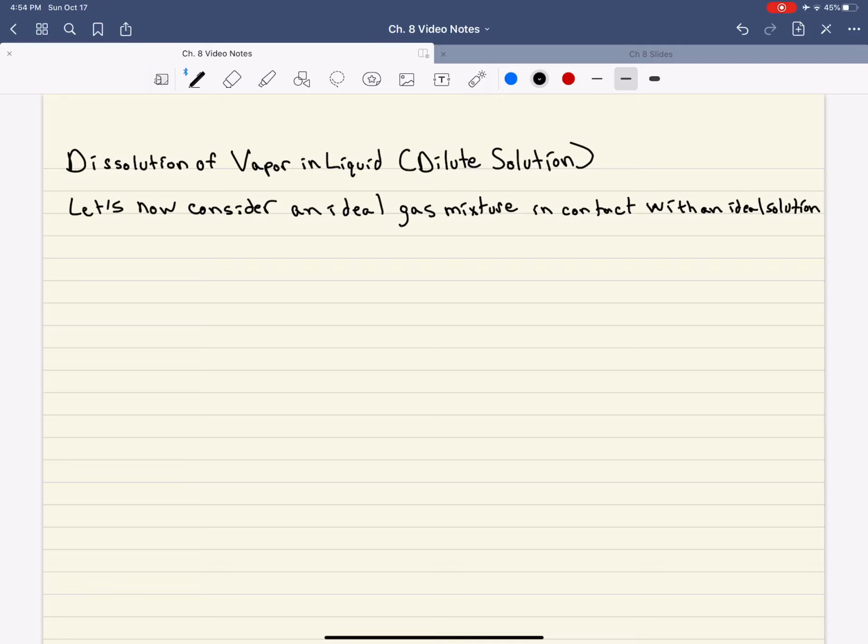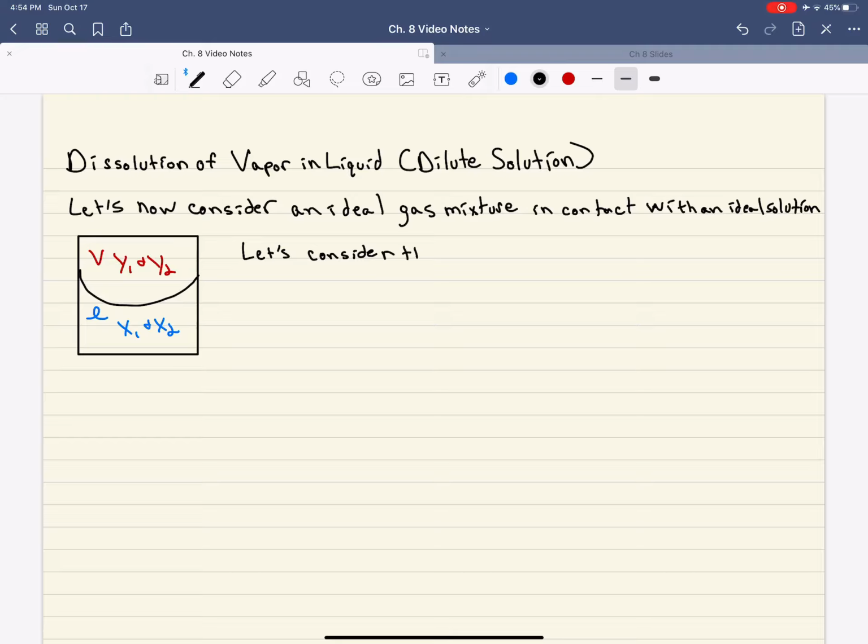And so picture this, that we just have vapor and liquid phases in contact with one another, where the liquid phase has 1 and 2 components, and the vapor phase has y1 and y2 mole fractions. Okay? And we could also consider the system in which species 1 is acetone and species 2 is methanol.